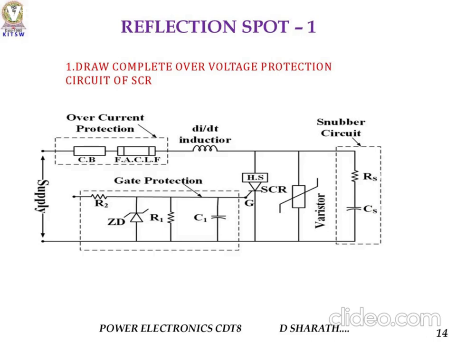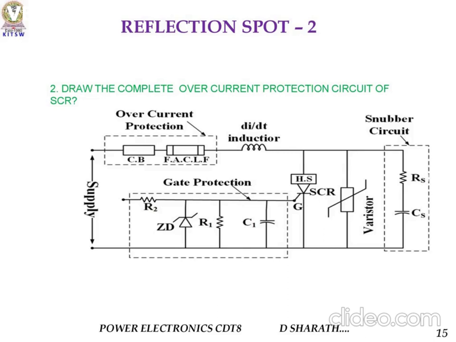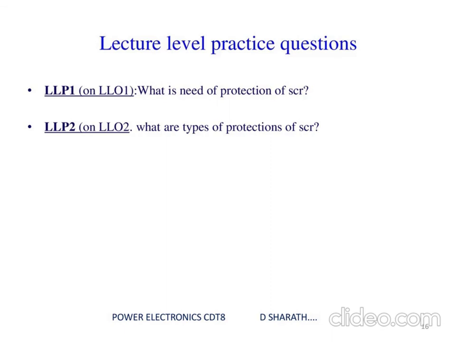This is a detailed block diagram which gives the complete protection of the silicon controlled rectifier. Coming to reflection part 2, draw the complete protection circuit. In this circuit there will be a circuit breaker, a fast acting current limiting fuse, a di by dt inductor and a snubber circuit, where the selection of Rs and Cs values is needed. There will be a variable resistor, that is the varistor, and in the gate protection we use a Zener diode for controlling the voltage and R1 for controlling the over current.